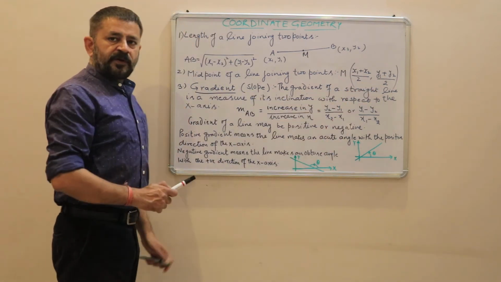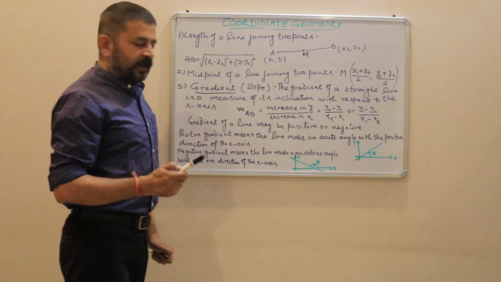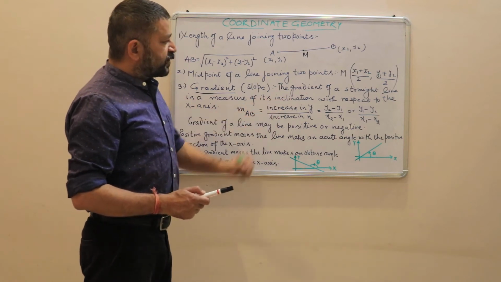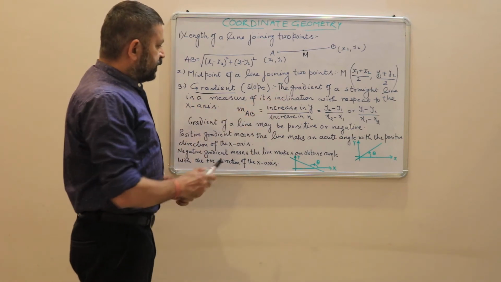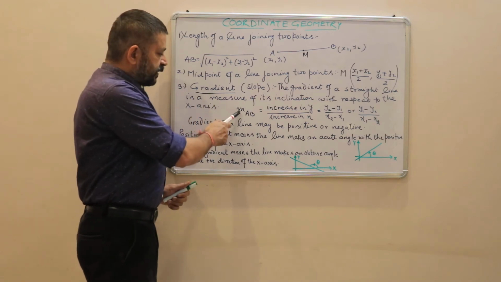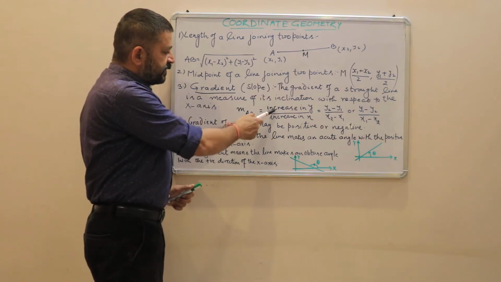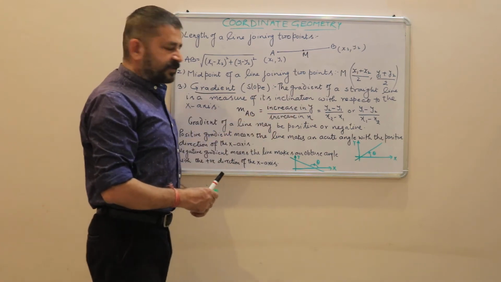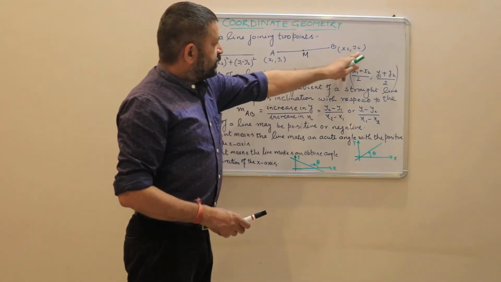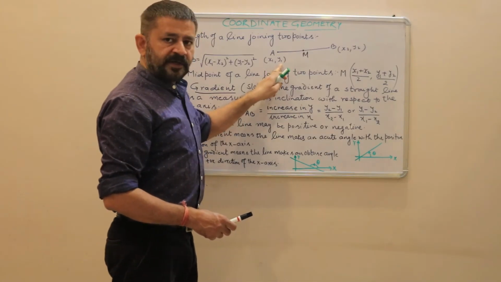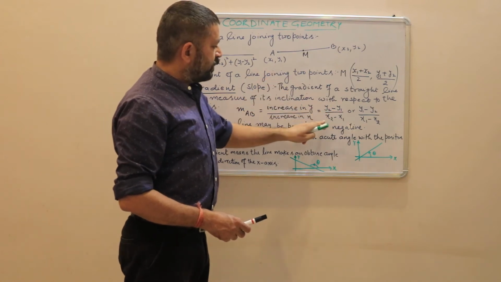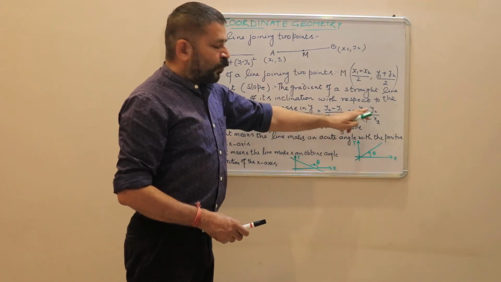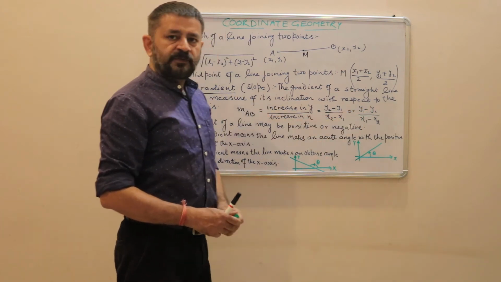Third point, which is very important, is gradient or slope of a line. The gradient of a straight line is a measure of its inclination with respect to the x-axis. Gradient is denoted by letter m. It is the ratio of increase in y upon increase in x. Increase in y means take the difference of the y coordinates, that is (y2 minus y1) upon (x2 minus x1), or we can say (y1 minus y2) upon (x1 minus x2).